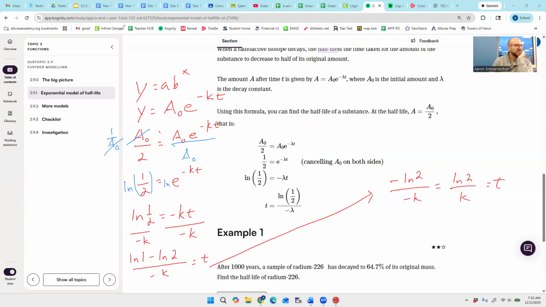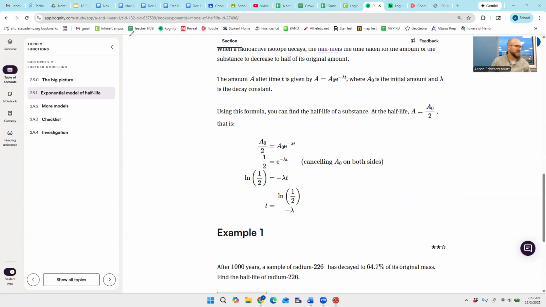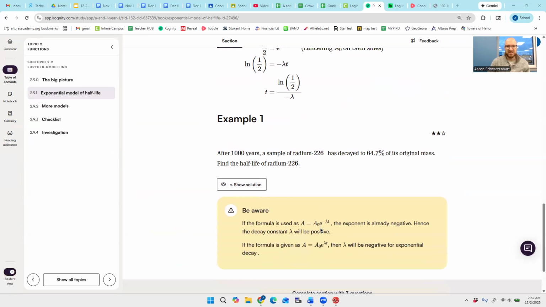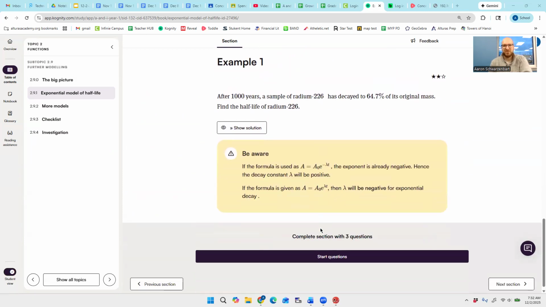Okay, so using this, looking at my first example here. After 1,000 years, a sample of radium-226 has decayed to 64.7% of its original mass. Find the half-life. So we don't know the time of the half-life, and we don't know k. But we do know that it's decayed to 64.7% of its original mass. So I can use my equation and set it to 0.647 a0.